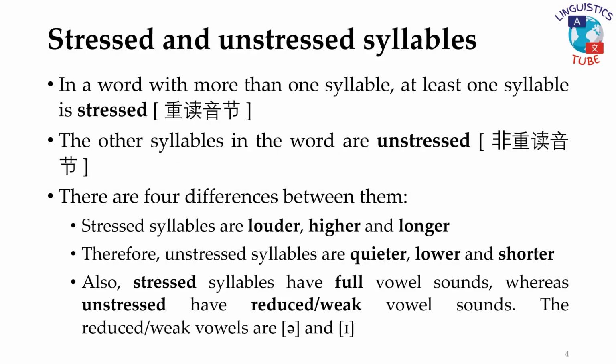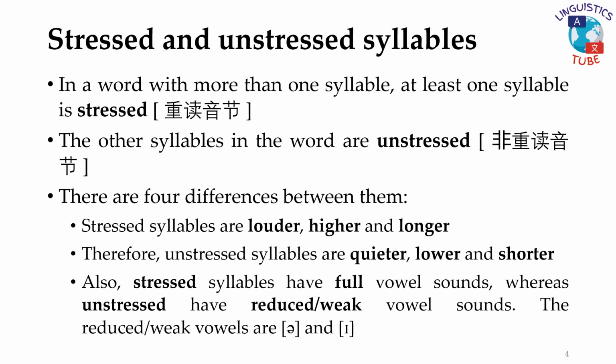In episode 2 of this chapter, I said that, for words with two or more syllables, one or more syllables are stressed. Therefore, the other syllable, or syllables, is unstressed. I also said that there are three differences between stressed and unstressed syllables. Stressed syllables are louder, higher, and longer than unstressed syllables. Therefore, unstressed syllables are quieter, lower, and shorter.